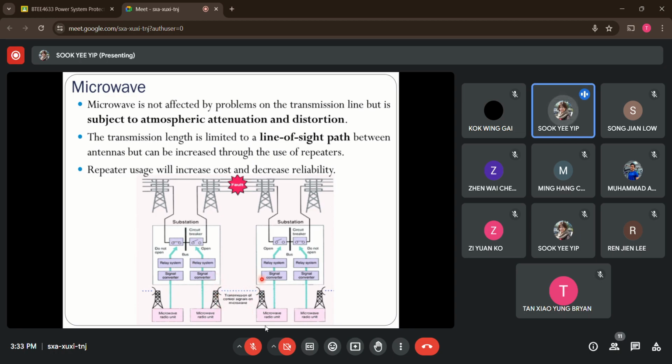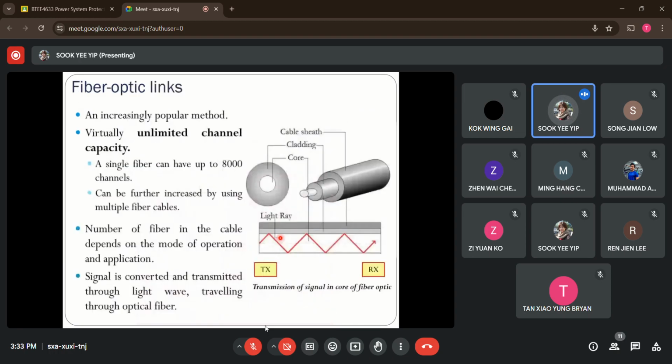So right now, here I receive the signal. This is a high frequency signal. It will need to be converted down in terms of frequency. Then the relay system will issue the tripping command to open the breaker at the other side. So that's how we achieve faster faulty line elimination by using the microwave system. All right, so now let's move on.